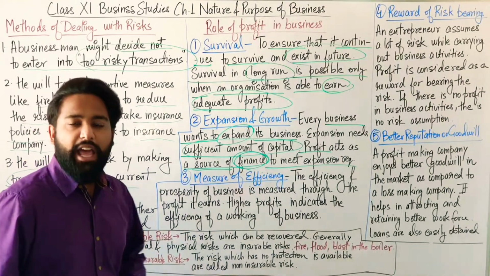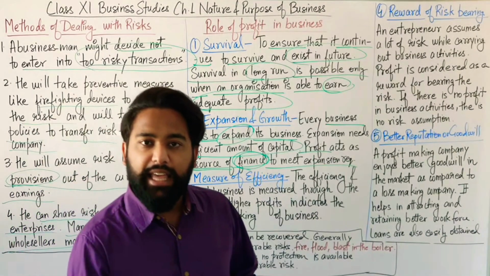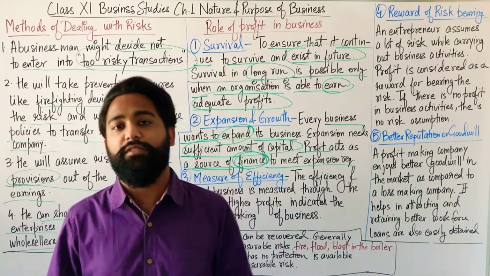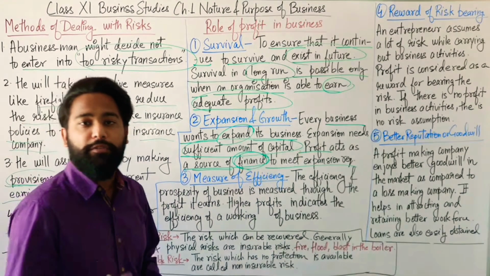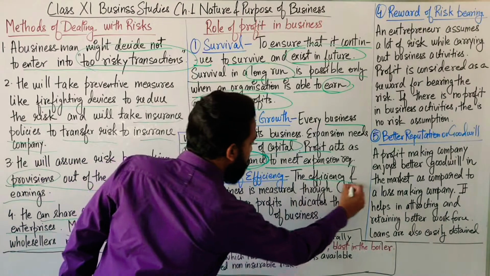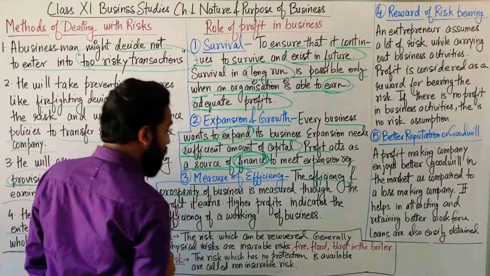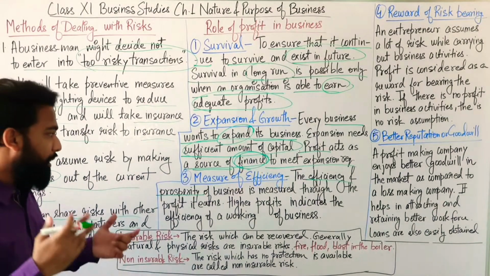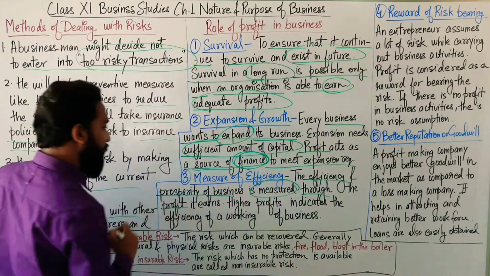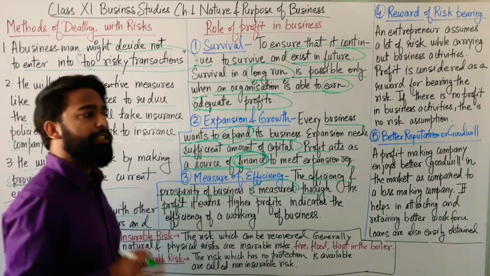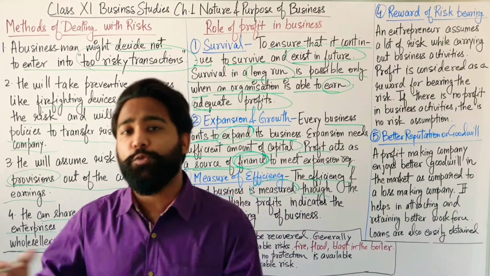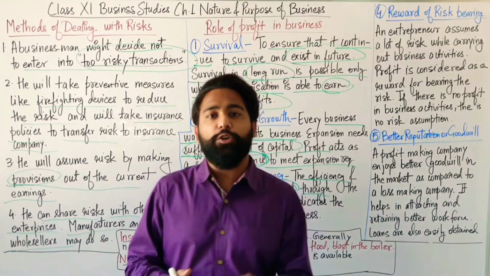Now the next one, measure of efficiency. If we are having lots of profit, only then are we able to be efficient. Without efficiency we cannot earn profit, and without profit we cannot become more efficient. So the efficiency, prosperity and progress of a business is measured through profit. If I want to see the expansion or efficiency or prosperity, how prosperous my firm is, I want to see the profits.